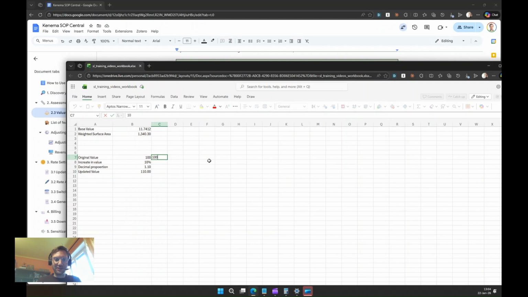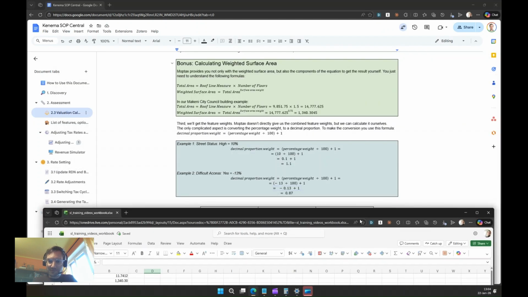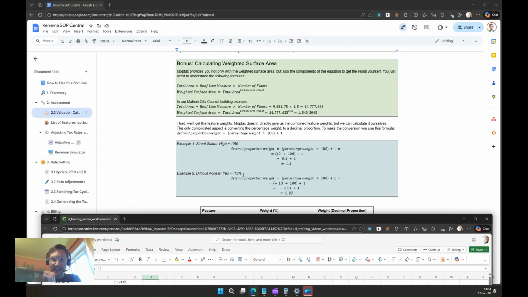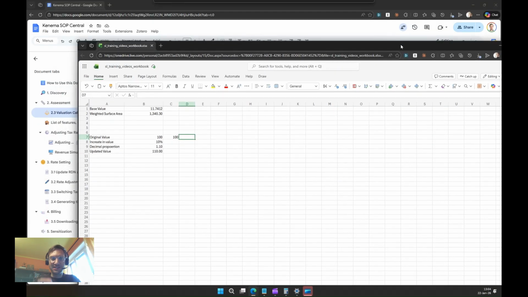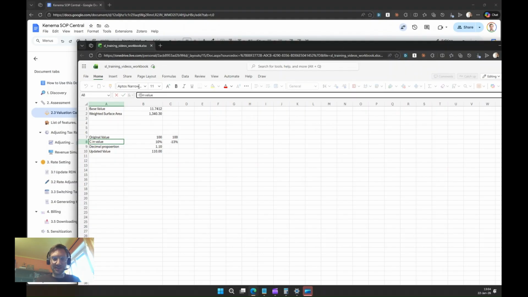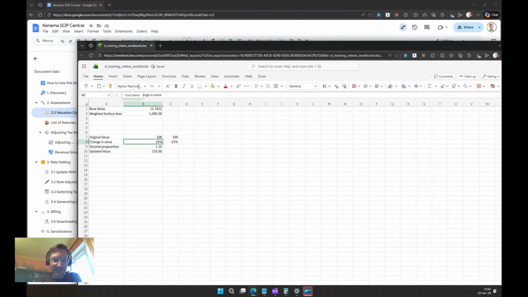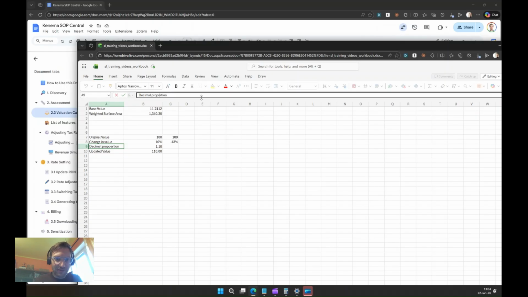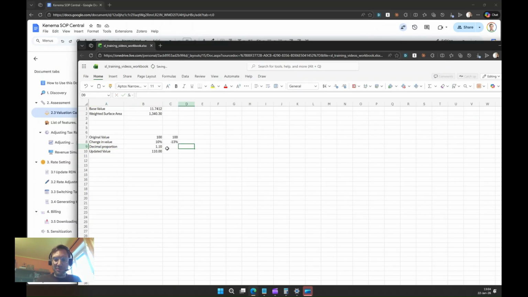Similarly, let's say the original value is 100. Let's say we change it to have difficult access, which is worth negative 13%. So negative 13% is the increment, this should say increase in value. Let's call it change in value because it can also decrease. The change in value is negative 13%. That means if we represent that as a decimal proportion, it would be 0.87. So converting negative 13% to a decimal proportion gives us 0.87.